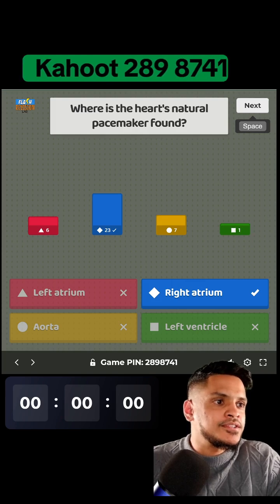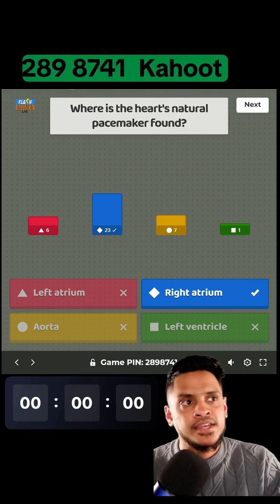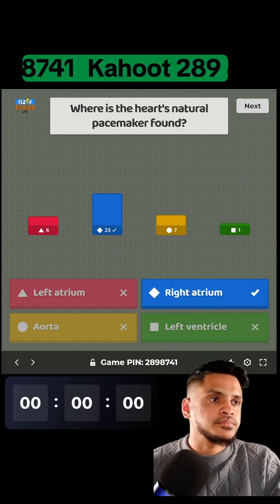Okay, on to the next one. Right atrium. Yeah, so memorize that, guys. Natural pacemaker is found on the right atrium. On to the next one.